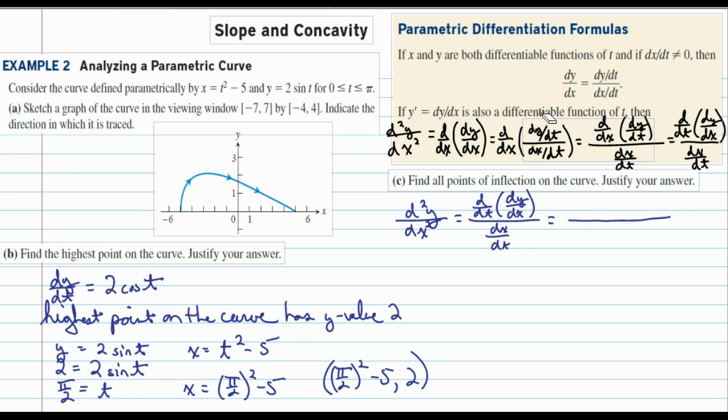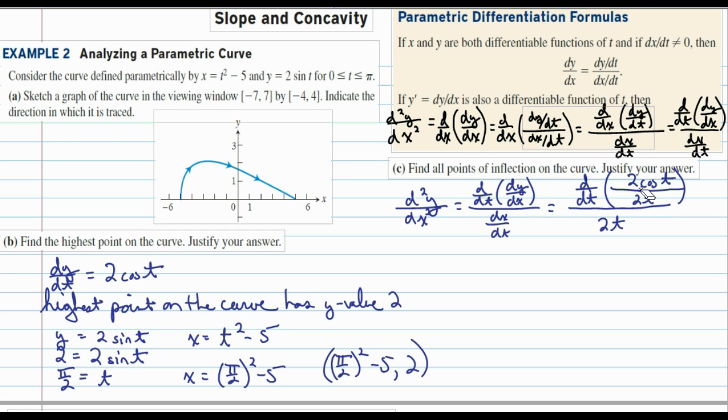So the derivative of the first derivative is going to be the derivative of 2 cosine of t over 2t. So dy dt over dx dt. See, the derivative of 2 sine of t is 2 cosine of t. The derivative of t squared minus 5 is 2t. That's all going to be over then another 2t, because dx dt.